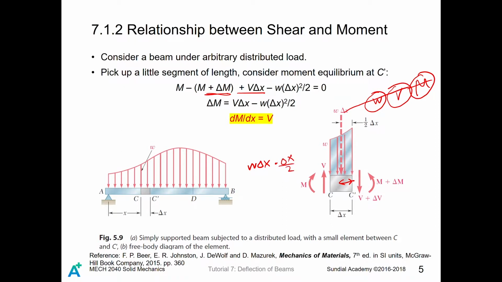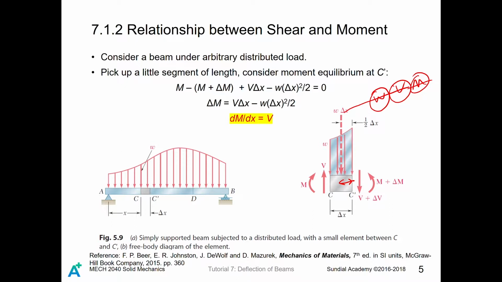Finally, this load is generating an anticlockwise moment on this force element, so we have a negative sign. This is why we have this term over there. After simplifying this equation, we get the equation below, which is delta M equals V delta x minus W times delta x squared divided by 2.